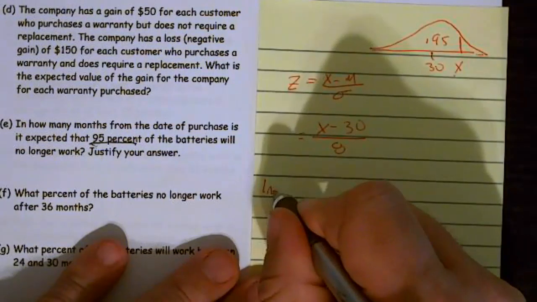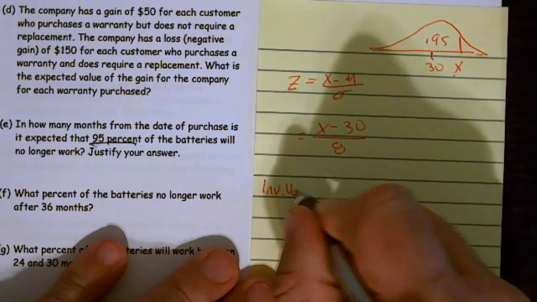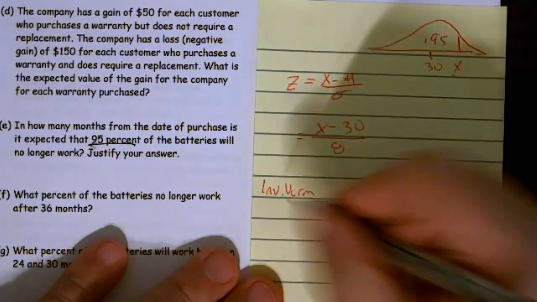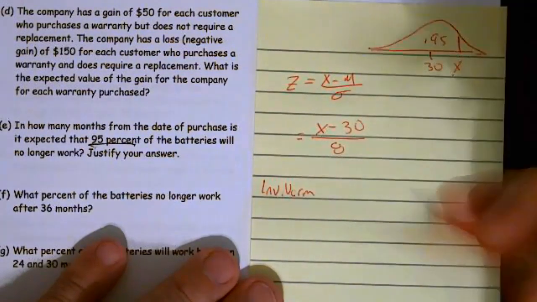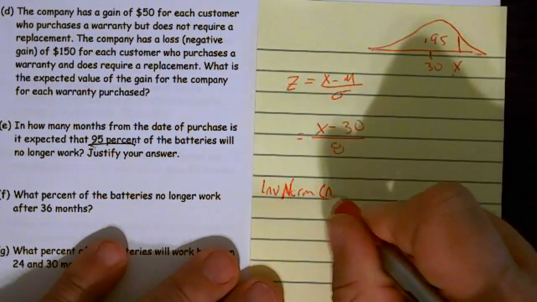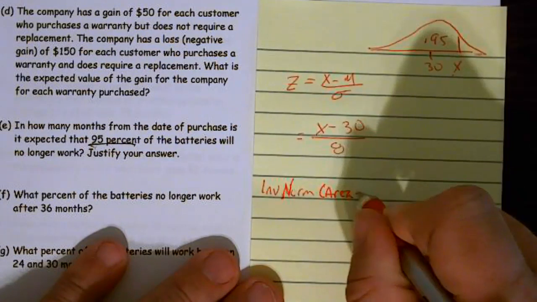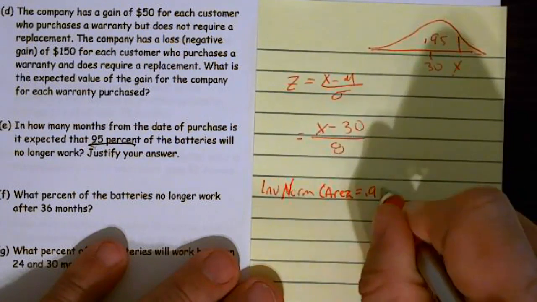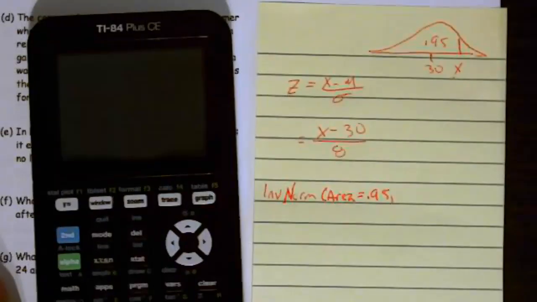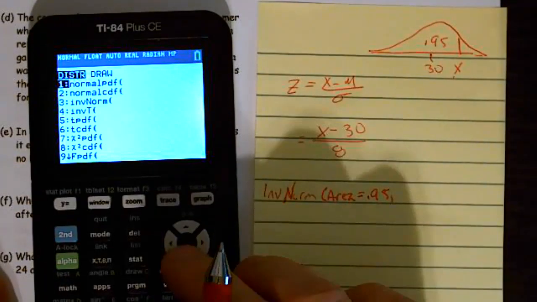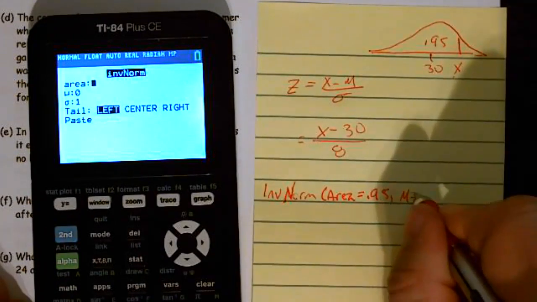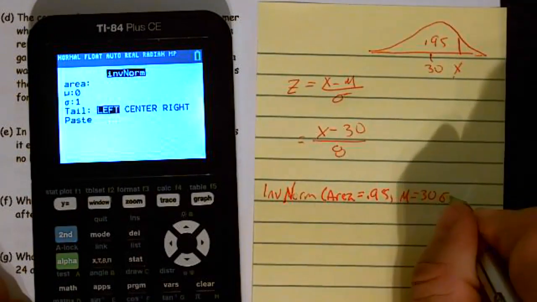So inverse norm. Sorry about all that. Inverse norm. This is area equals 0.95. And we don't need to memorize all that. We can just go to the calculator, second vars, inverse norm, area. Okay. Mean. Well, we know it's 30 and we know our standard deviation is 8.